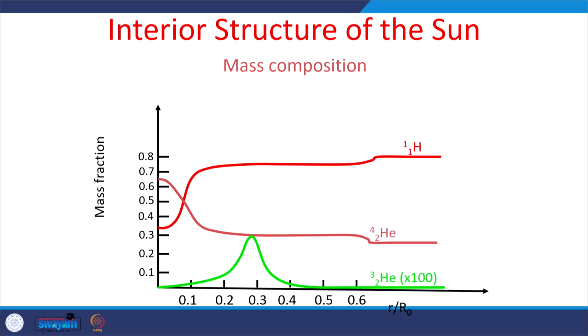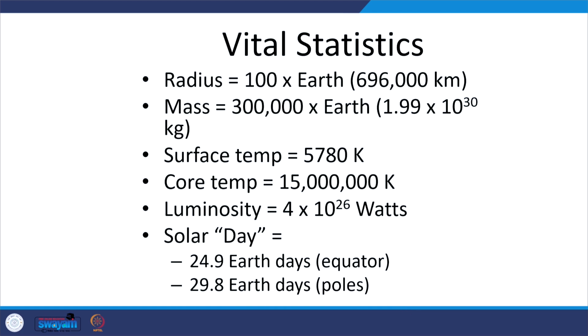Right. Now, what have we learned so far? We have just seen the basic numbers about the sun. The radius is 100 times the radius of the Earth.